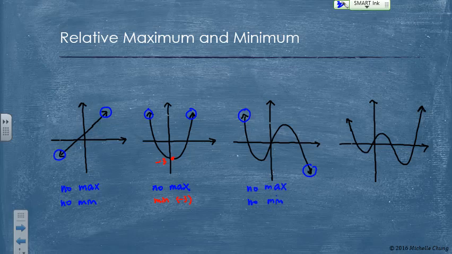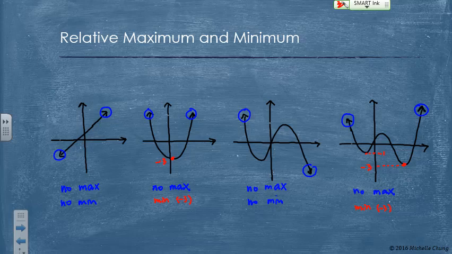And the last graph, because it keeps going up, there's no maximum. But if you look at the minimum here, let's say this is -1 and this is -3. Then the lowest point we can have from this graph is here, right? So the minimum is -3. But now let's think about relative maximum and minimum.